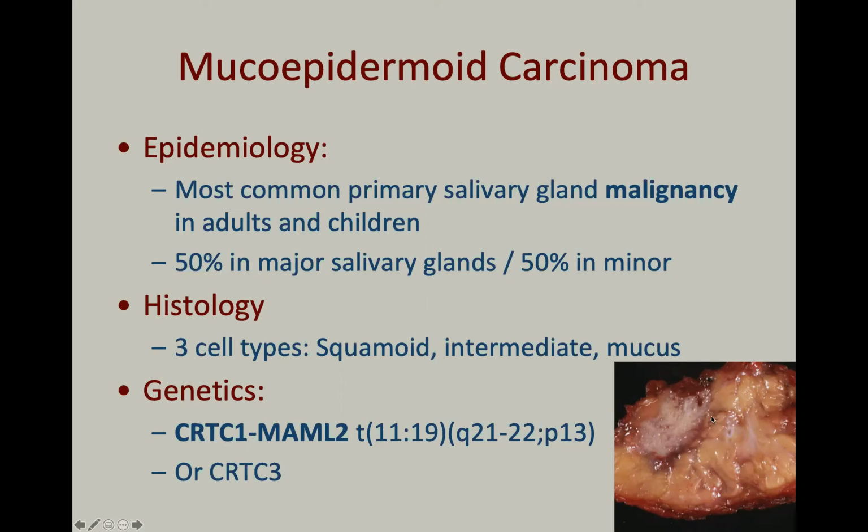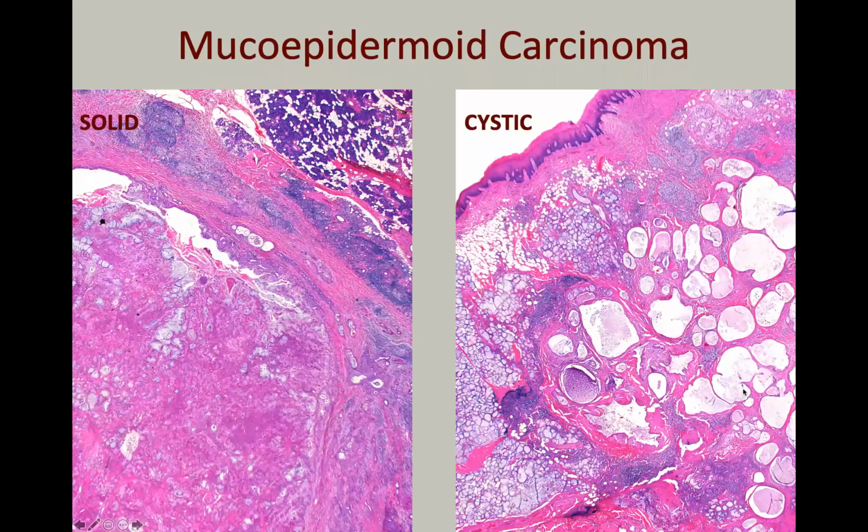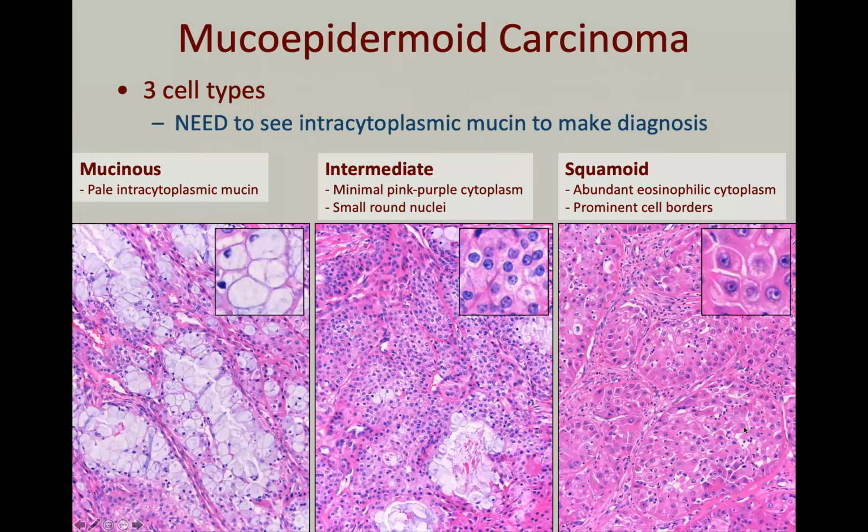Here's an example of this gritty kind of white tumor on gross appearance with normal salivary yellowish tissue at the periphery. So mucoep on low power can be solid or can be cystic. We'll talk a little bit about how this may or may not impact the histologic grade, but already you can see that there are some pale mucinous cells here. You can see many, many large and small cysts in the cystic variant.